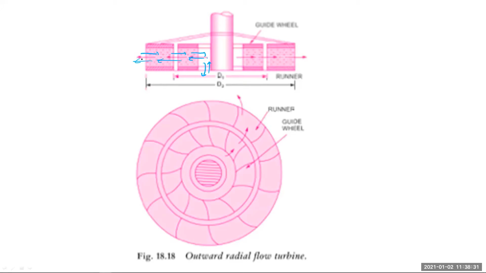This figure shows the outward radial flow reaction turbine, in which the water from the casing enters through the stationary guide vanes. Here you can see the stationary guide vanes. The guide wheel consists of guide vanes which direct the water to enter the runner portion. This is your runner. So the water will be flowing like this. This is the only change; the rest remains the same.